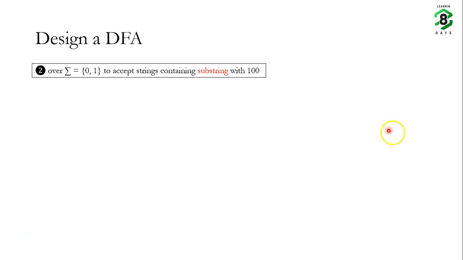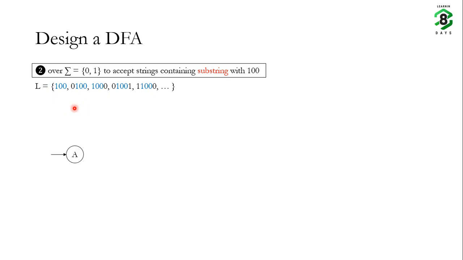So this time we have to accept all strings containing substring 100. So again, the language will contain 100 as a substring. It could occur in the beginning of the string, it could occur in the end of the string, or in the middle of the string. So the smallest possible string in the language is 100. Let us first design a machine to accept that string.